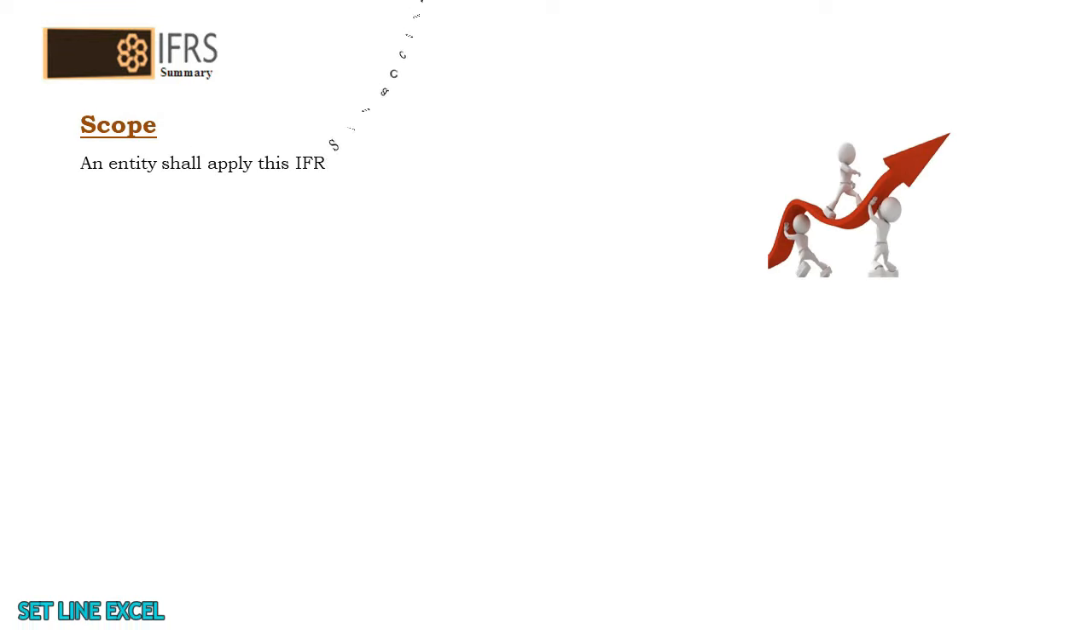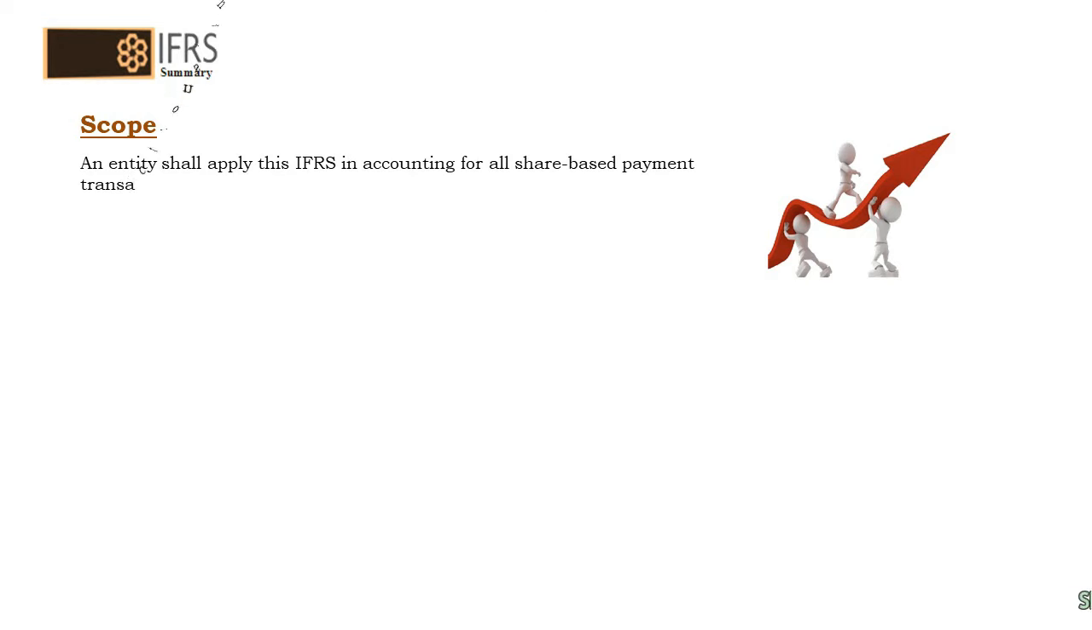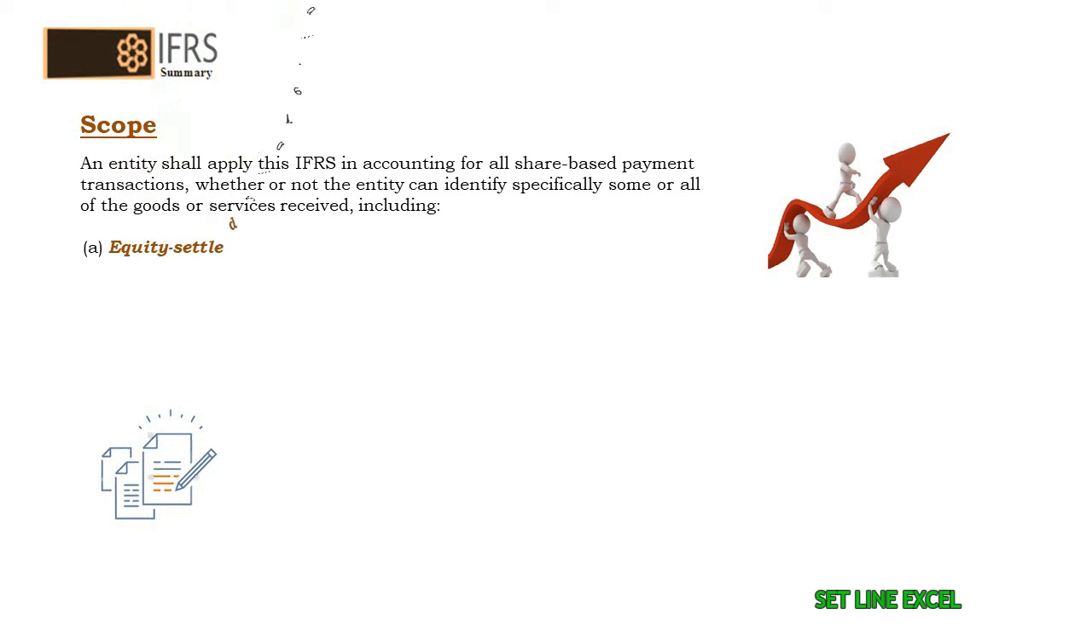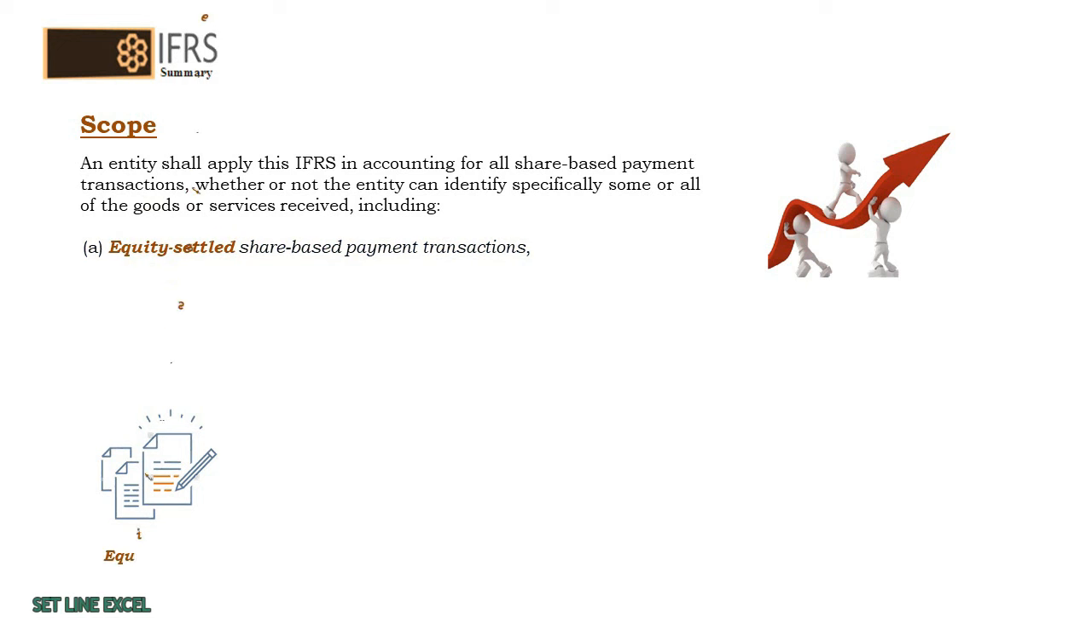Scope. An entity shall apply this IFRS in accounting for all share-based payment transactions, whether or not the entity can identify specifically some or all of the goods or services received, including: Number A. Equity settled share-based payment transactions.